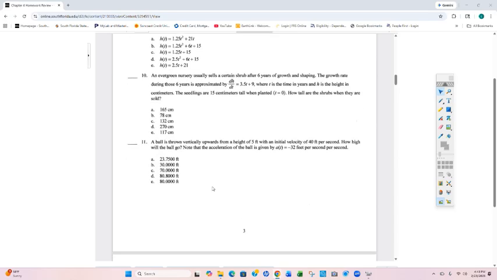Number 11, a ball is thrown vertically upwards from a height of 5 feet with an initial velocity of 40 feet per second. How high will the ball go? Note that the acceleration of the ball is given by a of t equals negative 32 feet per second squared. A, 23.75 feet. B, 30 feet. C, 70 feet. D, 80.8 feet. E, 80 feet. The answer to number 11 is B, and that is from section 4.1.